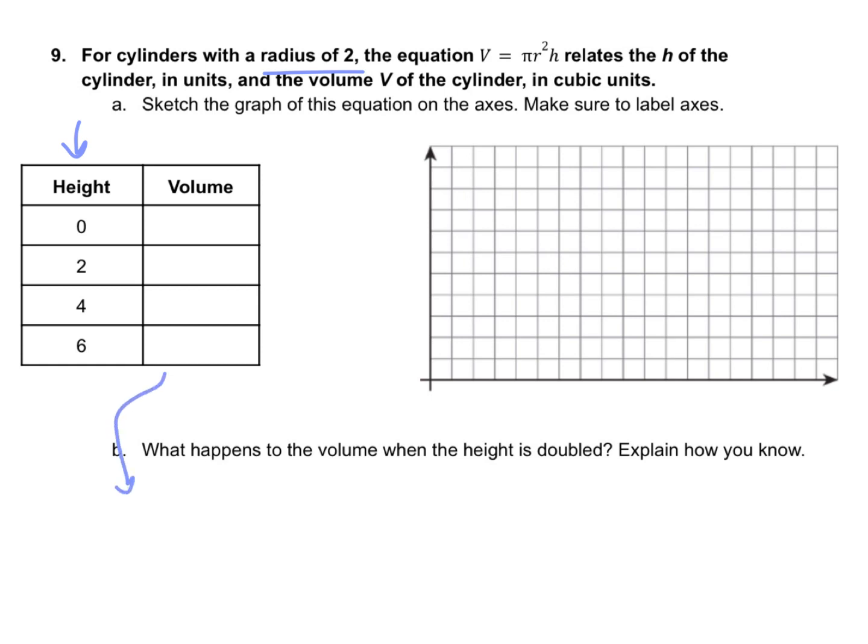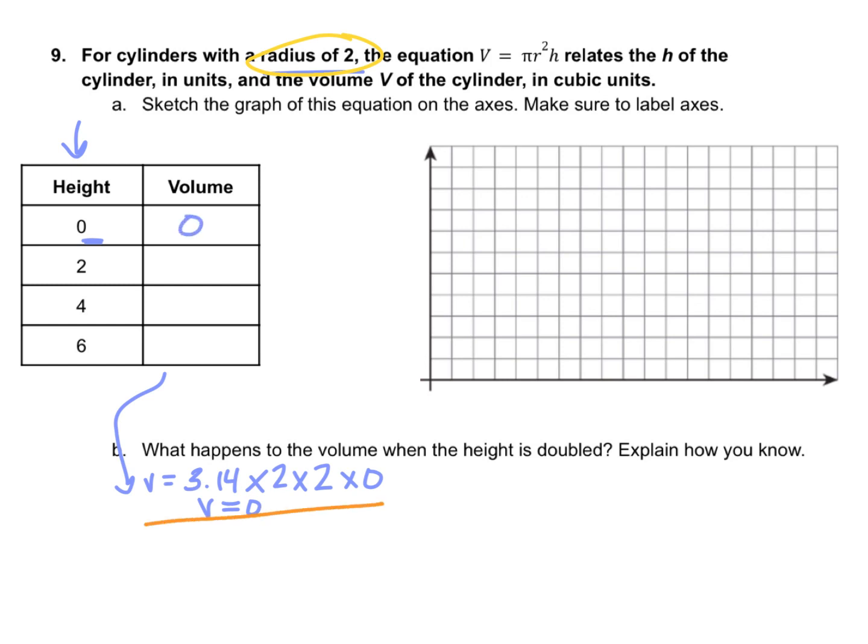So my first one, the height is 0. So V equals pi. It doesn't say anything about what I use for pi, so I'm going to go 3.14. But it does say that every time the radius is 2. So 3.14 times 2 times 2. And for the first one, the height is 0. So when I do all of that, 3.14 times 2 times 2 times 0, I get 0.